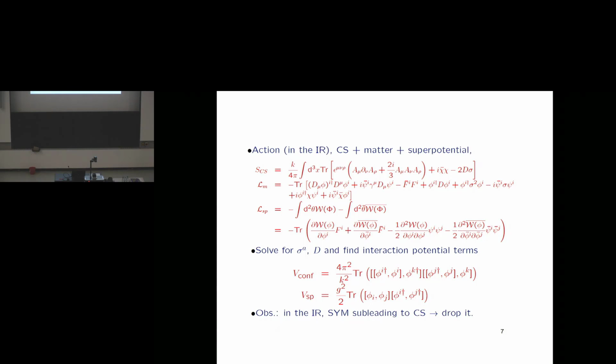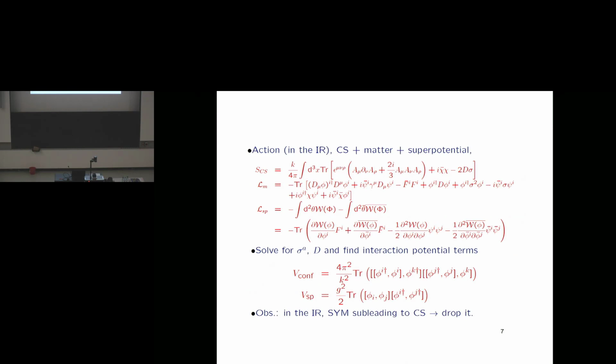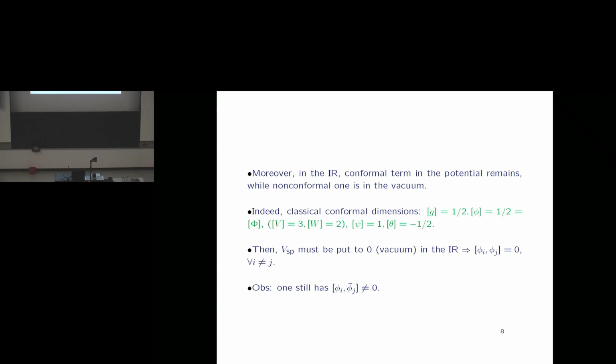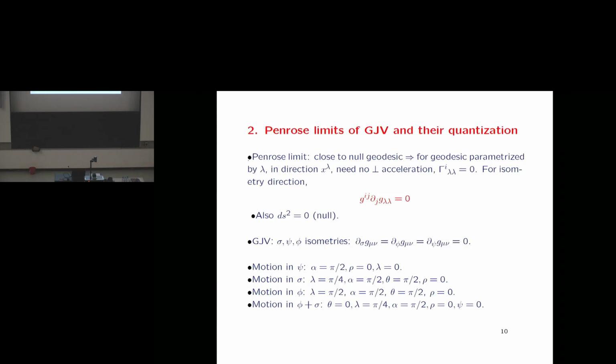So in the infrared, where we are interested for the gravity dual, the super Yang-Mills piece of the action will be subleading to the Chern-Simons that I wrote here explicitly, so we will drop it. And moreover, the conformal term in the potential remains, while this non-conformal one has to be put to the vacuum. So putting it to the vacuum in the infrared means that phi_i commutes with phi_j, but since these are complex and matrix valued, that's still a non-trivial set of fields. We can understand this in a different way through modifying an explanation of Guyot and Yin, but I'll not say anything about that.